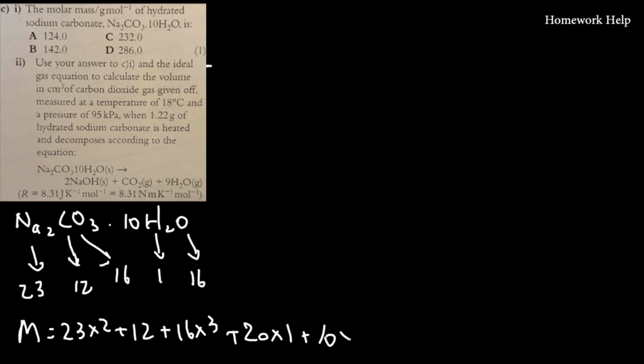So when you add this all up, you should get 23 times 2 plus 12 plus 16 times 3 plus 20 times 1 plus 10 times 16. You get an answer of 286 grams per mole. Great, so now this means that our first answer is going to be D.